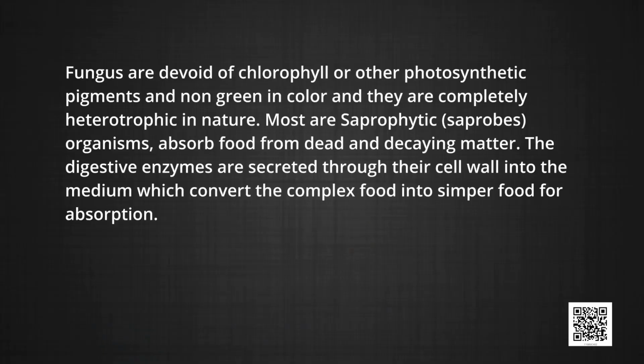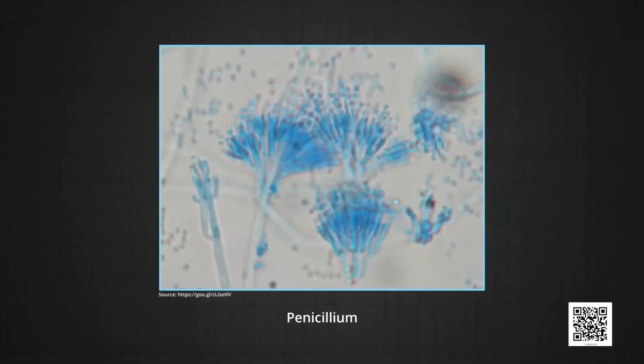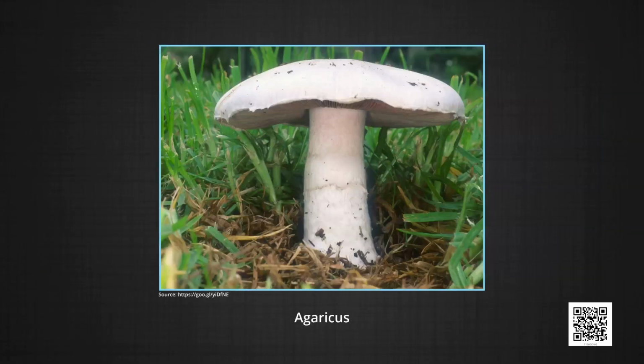Fungi are devoid of chlorophyll or other photosynthetic pigments and are non-green in color, and they are completely heterotrophic in nature. Most are saprophytic, meaning saprobes, organisms that absorb food from dead and decaying matter. The digestive enzymes are secreted through their cell wall into the medium, which convert the complex food into simpler food for absorption. Examples: mucor, penicillium, aspergillus, agaricus, mushrooms, etc. Basically, fungi are decomposers. They help in recycling of inorganic and organic molecules in the biosphere.